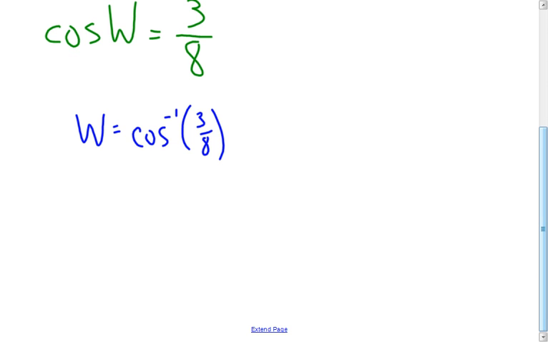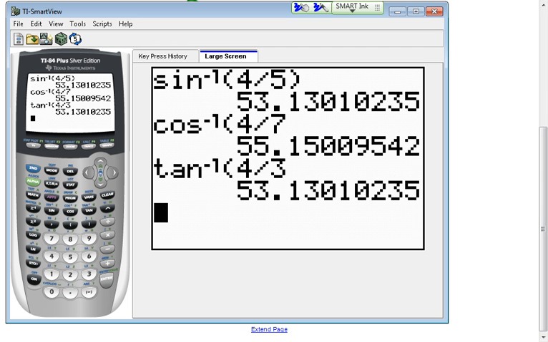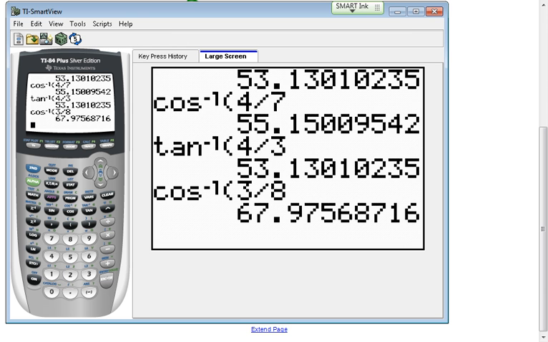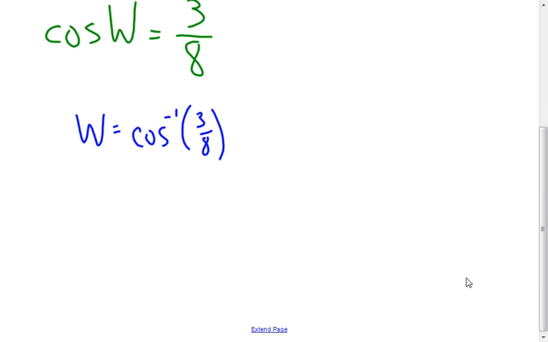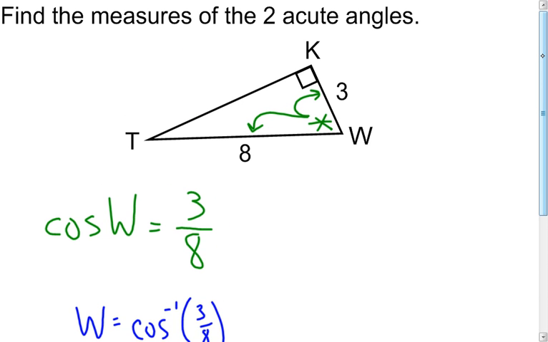Go to my calculator, push second, push cosine, 3/8, push enter, and I find out the measure of that angle is approximately 67.98 degrees. There's the measure of angle W. I come up here, I'm going to get rid of all this stuff. I have an angle that's approximately 67.98 degrees. Now I need to find the measure of angle T.